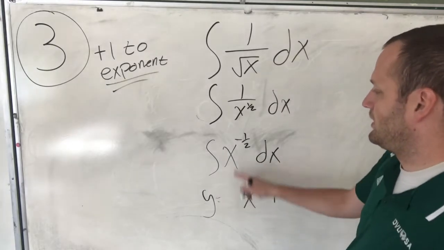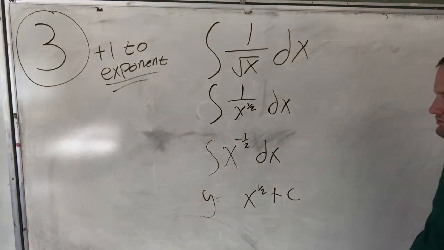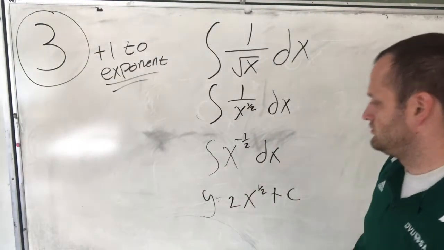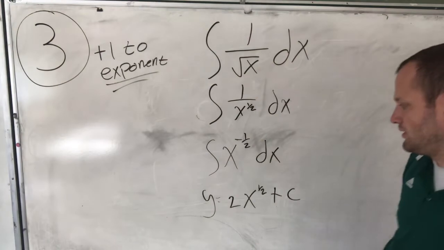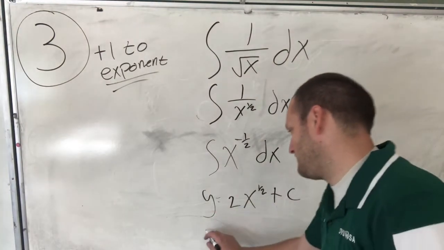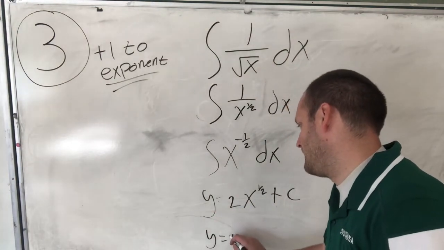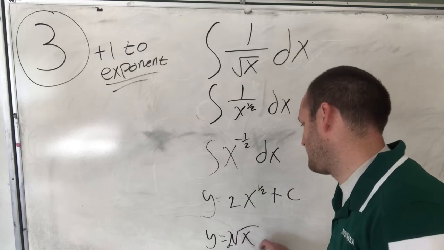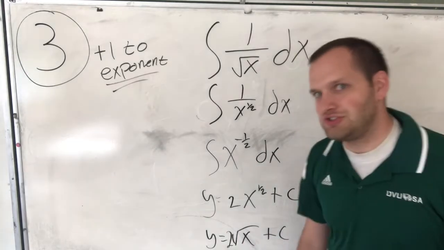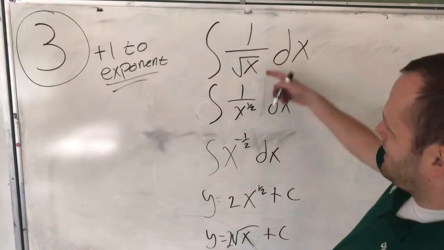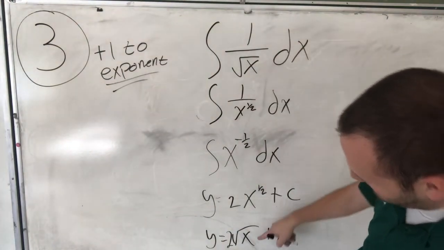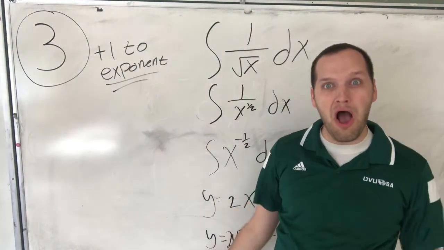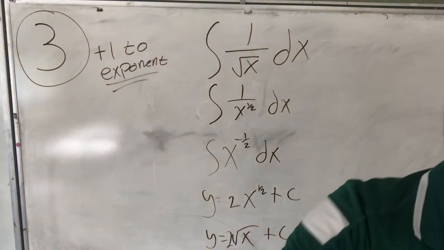One half times what is 1? 2. 2 times 1/2 is 1. There you go. So, I mean, heck, you could even rewrite this as y equals 2 times the square root of x plus c. Interesting. And 1 over square root integrates to become a square root. What? That's crazy, dude.